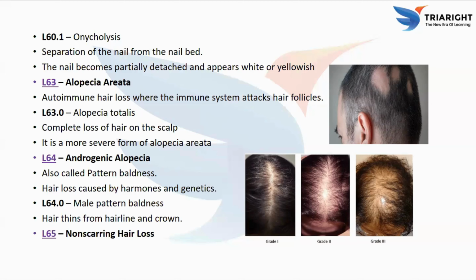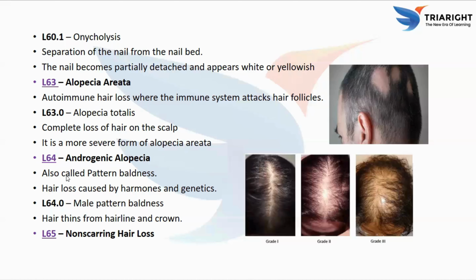So next coming to code L63, alopecia areata. What do you mean by alopecia areata? It's an autoimmune disorder where the immune system mistakenly attacks the hair follicles. So it results in sudden patchy hair loss on the scalp or body. For example, L63.0, alopecia totalis. This is a complete loss of hair on the scalp. It is a severe form of alopecia areata.